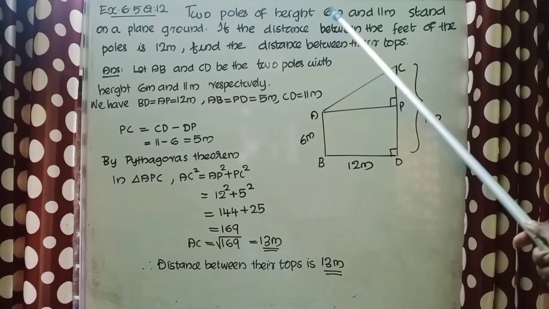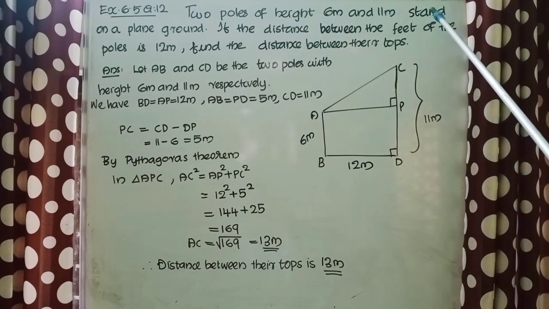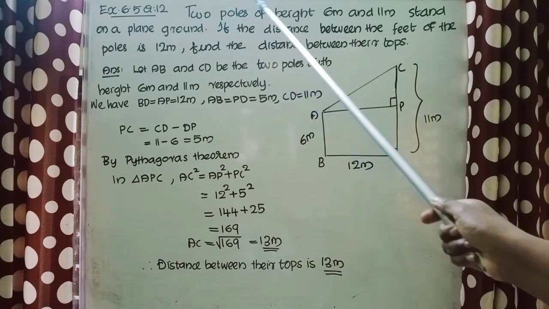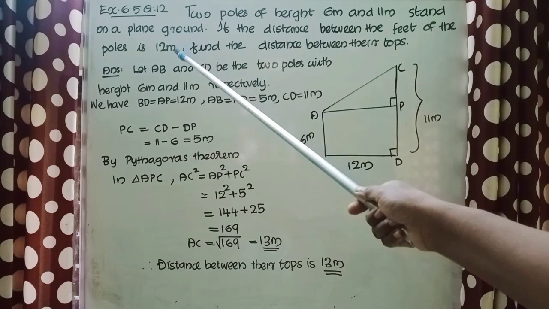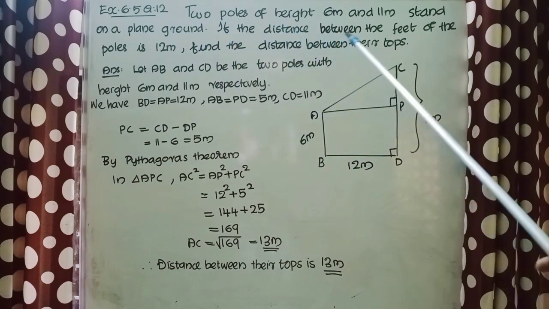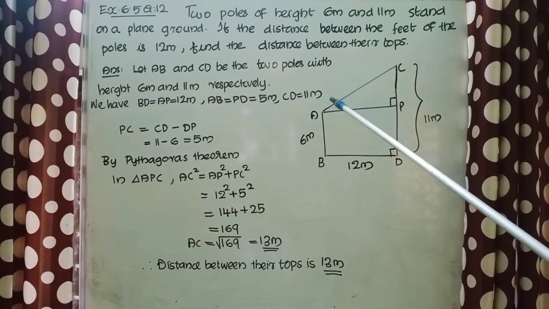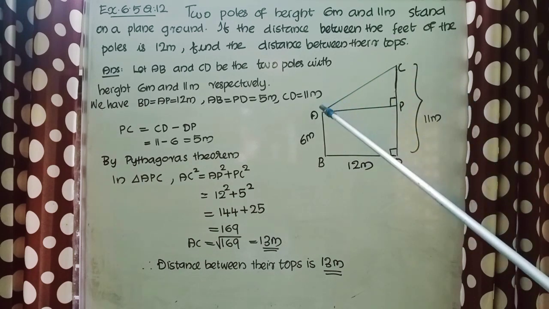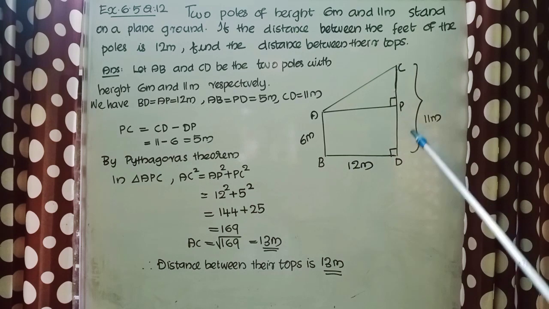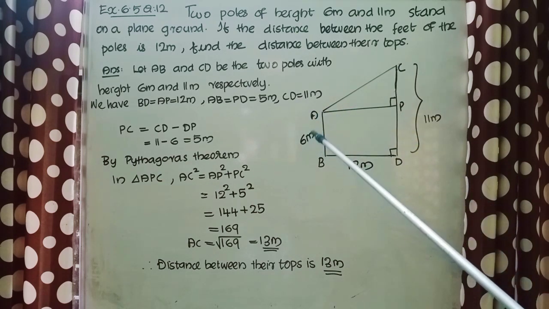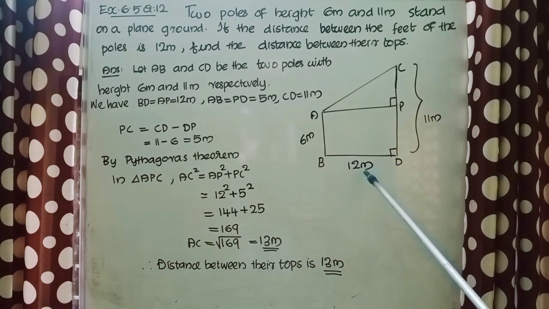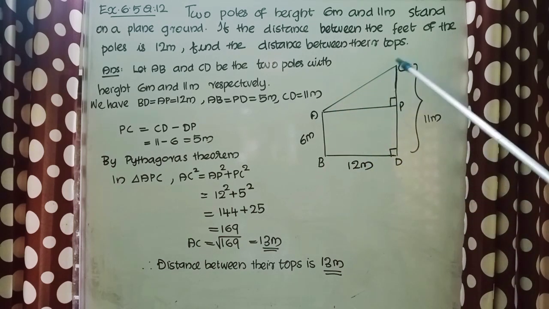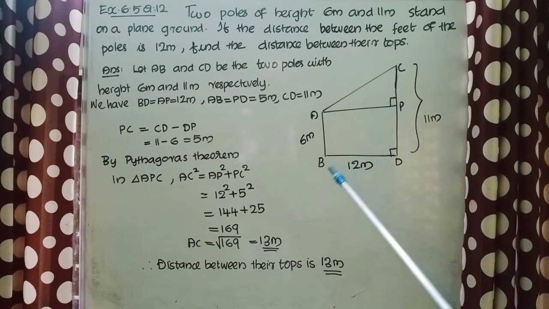Two poles of height 6 meter and 11 meter stand on a plain ground. If the distance between the feet of the poles is 12 meter, find the distance between their tops. So here are drawn two poles. Let AB and CD be the poles. One has height 6 meter and the other has height 11 meter. The distance between their feet is 12 meter. We need to find the distance between their tops.